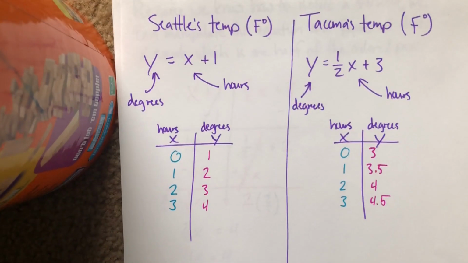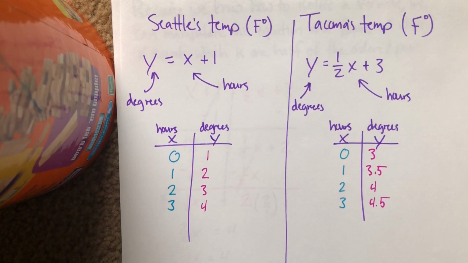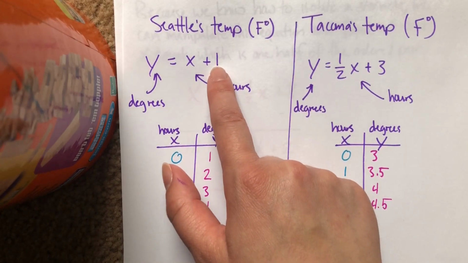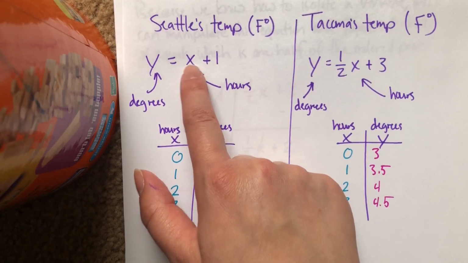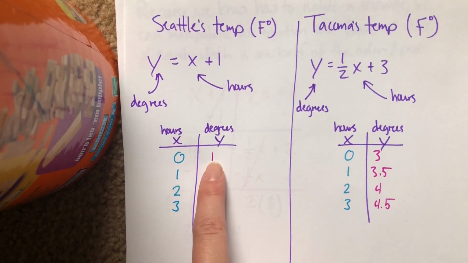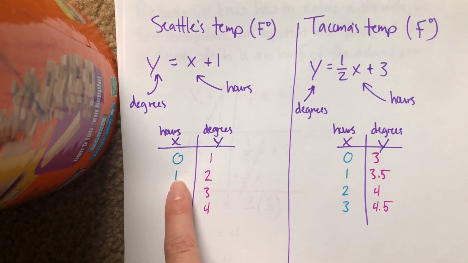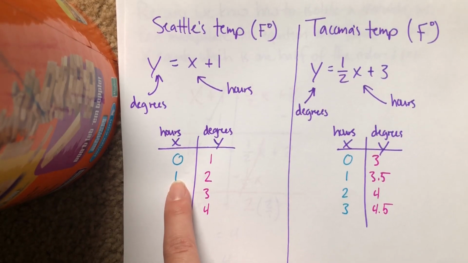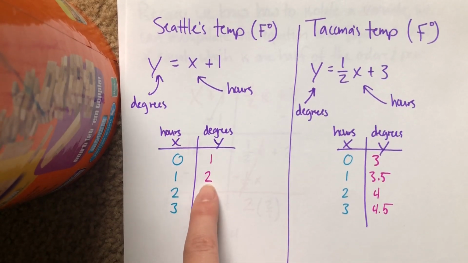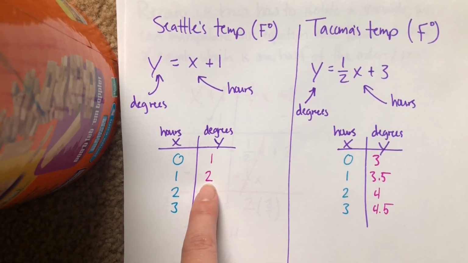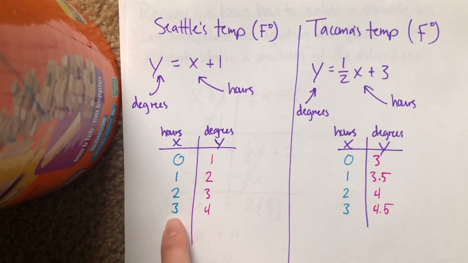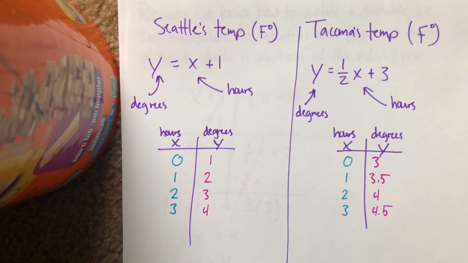Now, I know that the temperature probably only got around 30 degrees, but just go with me for this math problem. So let's pretend that Seattle's temperature was so cold that it started out at 1 degree, and then every hour the degrees increased. As in, at 0 hours, it was 1 degree. At 1 hour past the time we started taking the temperature, so whenever we started was hour 0, the temperature had gone up to 2 degrees. After 2 hours, it was up to 3 degrees. After 3 hours, it was up to 4.